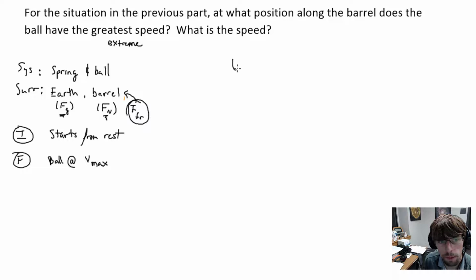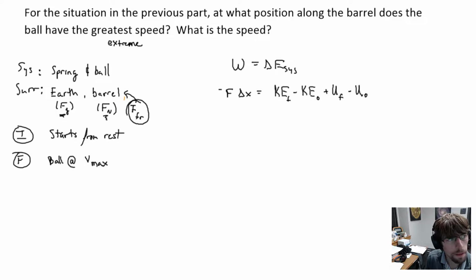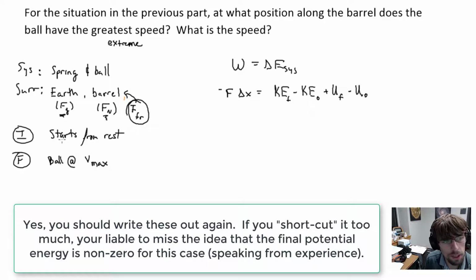Well, let's go ahead. We'll set up our usual. Our work is equal to the change in energy of the system. And again, we have our retarding force times our displacement. And this will be equal to our kinetic energy final minus our kinetic energy initial, plus our potential energy final, not gravity, but spring, minus our initial potential energy. And keeping in mind what we have as our initial state, we can still say that the initial kinetic energy is 0.